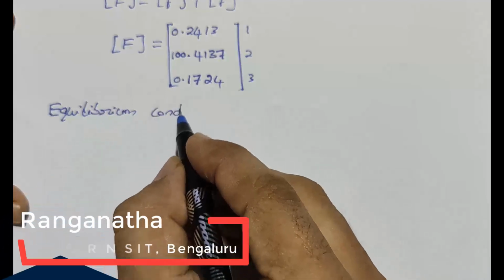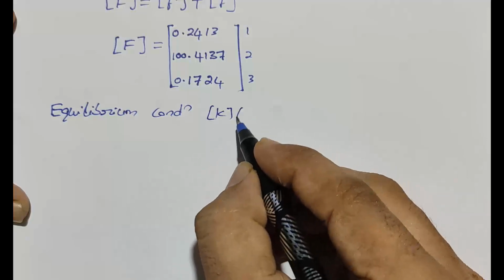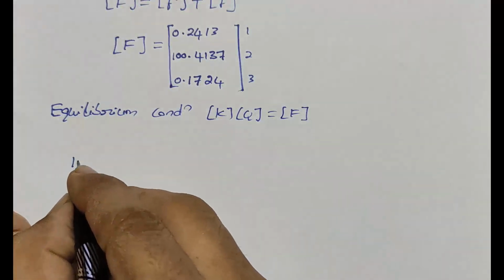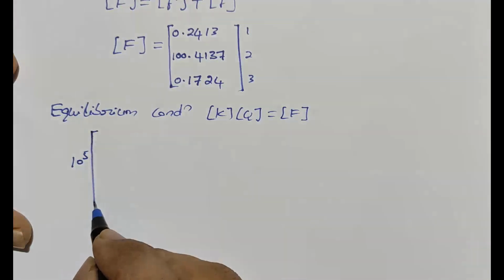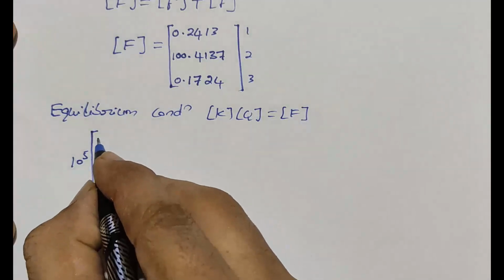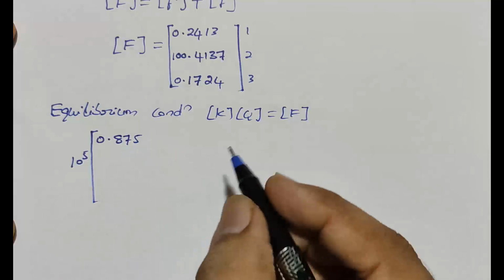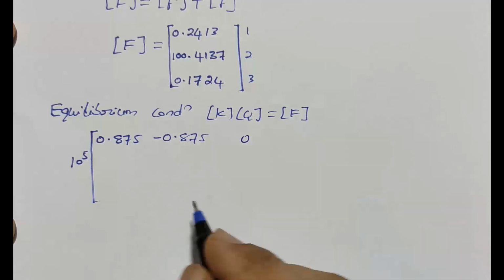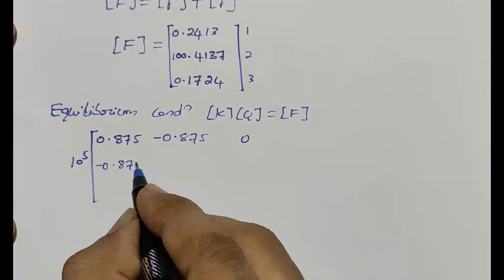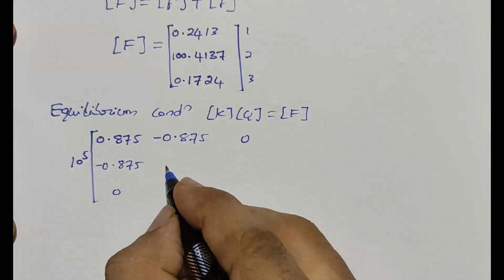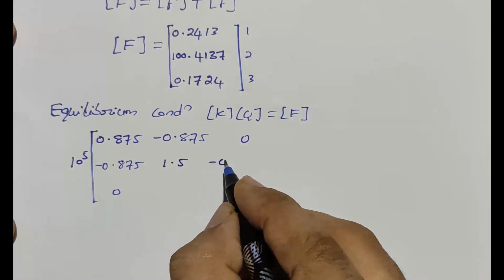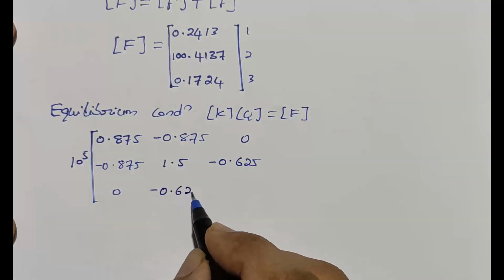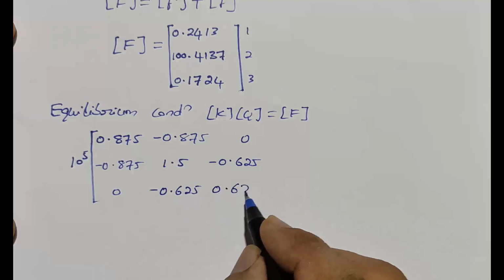Equilibrium condition, K into Q is equal to F, that is 10 power 5 outside, inside it is 0.875, minus 0.875, 0, minus 0.875, 0, 1.5, minus 0.625, minus 0.625, 0.625. This is K.